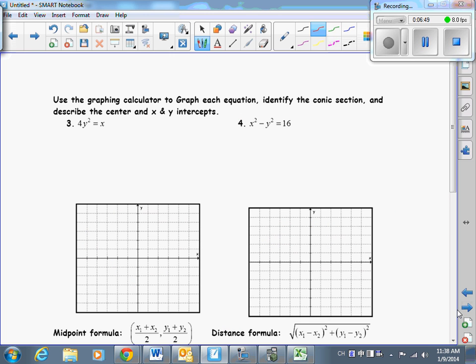On the next page, I want you to solve for y again, because it keeps saying using the graphing calculator. If you solve for y here, what will you get? Y squared is equal to x over 4. Then you find the square root on both sides. You will get y is equal to plus or minus square root of x over 2. Now you can split them.